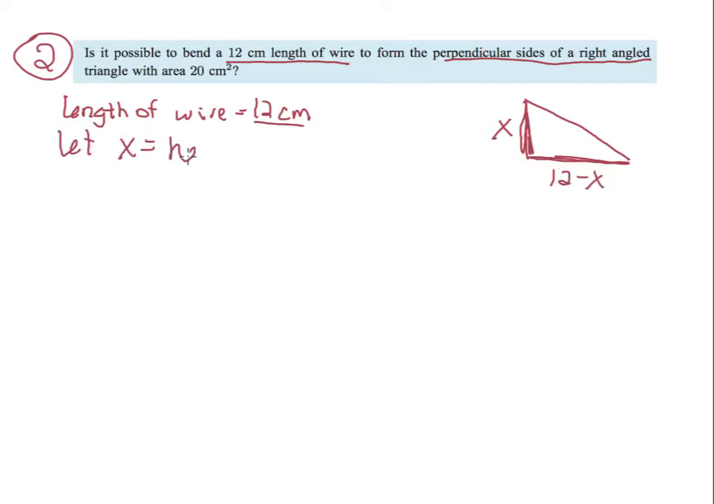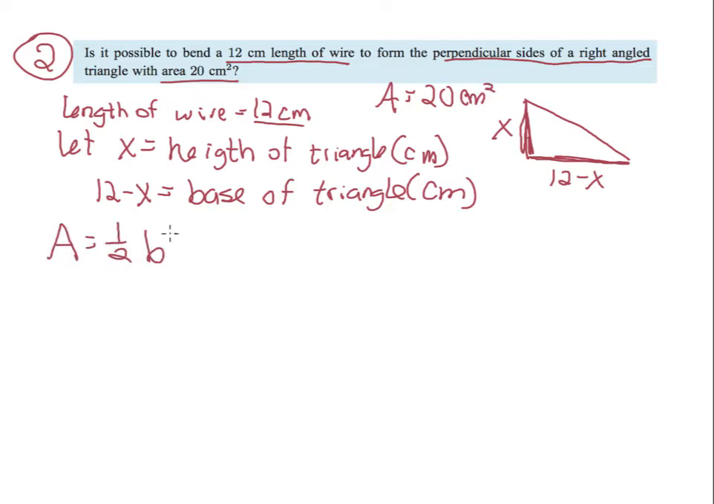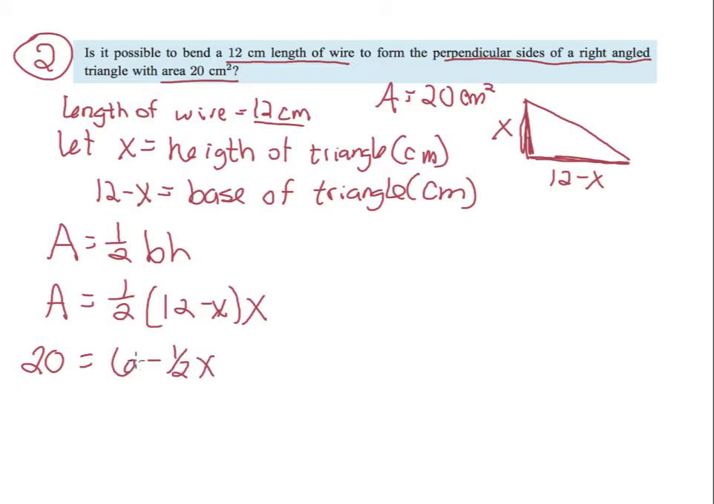We'll let x equal the height of the triangle in centimeters. We'll let 12 minus x represent the base of the triangle. We also know the area is 20 centimeters squared. The area formula of a triangle is one half base times height. So area is equal to one half (12 minus x) times x. Replace the area with 20 and multiply 12 and x by each term. Get this quadratic equal to 0 by subtracting the 6x and adding the one half x squared. Solve this any way you want to.